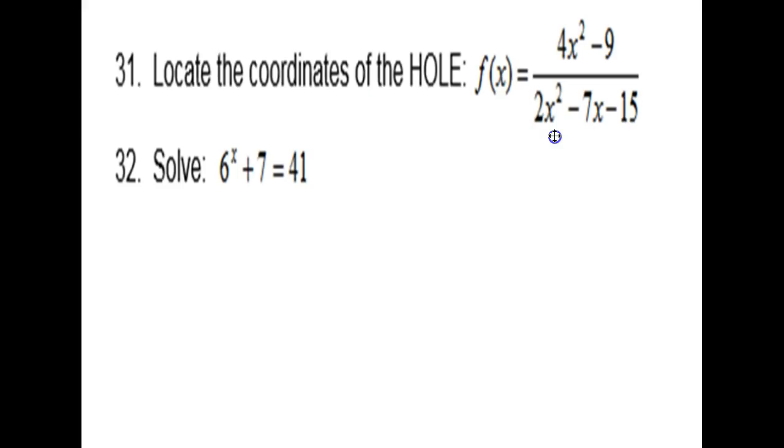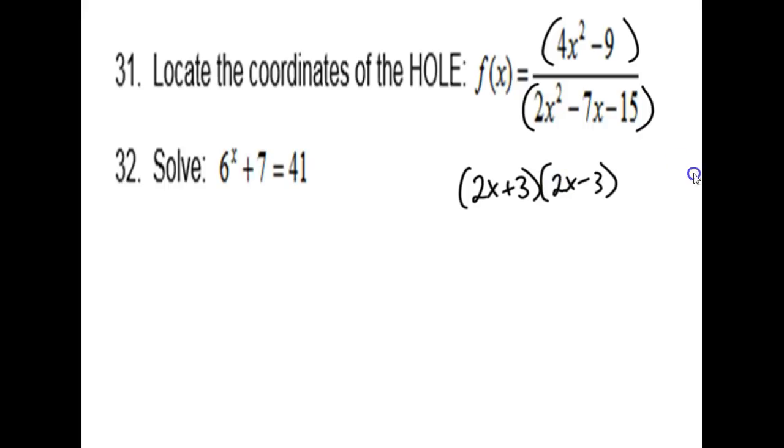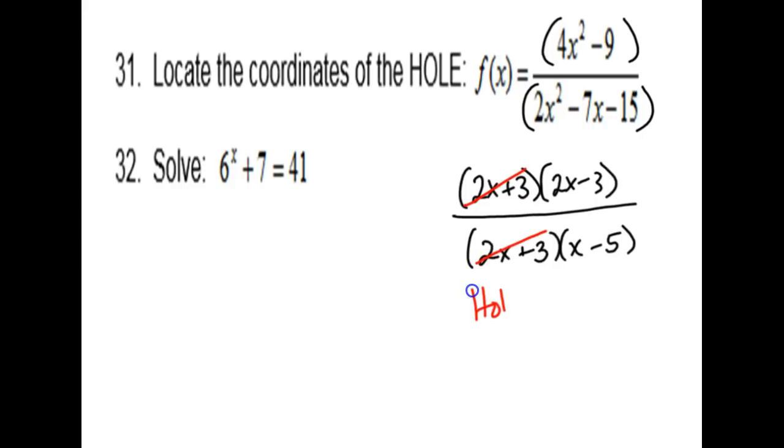All right, locate the hole. Sure thing. Got to factor, huh? Lots of factoring in this question. So it factors into (2x + 3)(2x - 3) in your numerator. And then your denominator factors into, let's see here, a minus 5 and a plus 3. So these are the factors that cancel, which means your hole has an x value at the solution to that factor. If you were to set that factor equal to 0, you'd get negative 3/2.